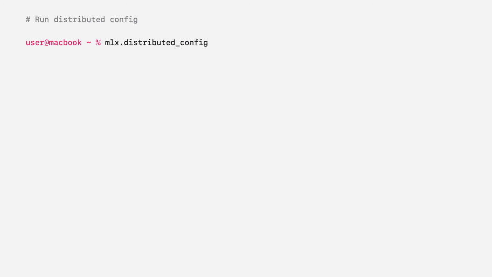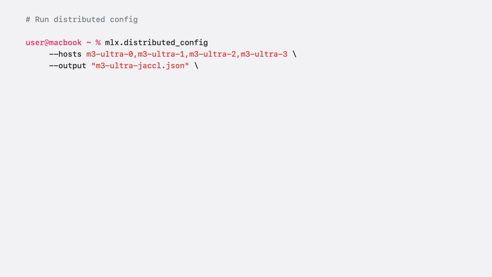You pass the list of host names and an output path. You can also embed environment variables in the config. They will be set automatically on every node at launch time. Here, we set MLX Metal Fast Sync to 1, which enables faster GPU to CPU synchronization. It is critical for distributed tasks because computation runs on the GPU, while communication runs on the CPU.